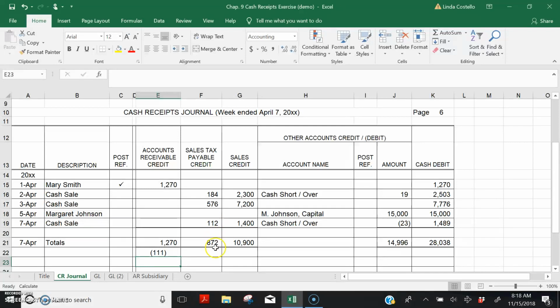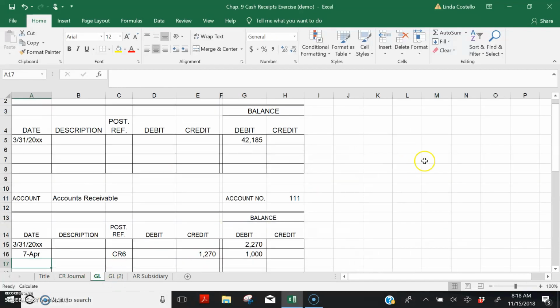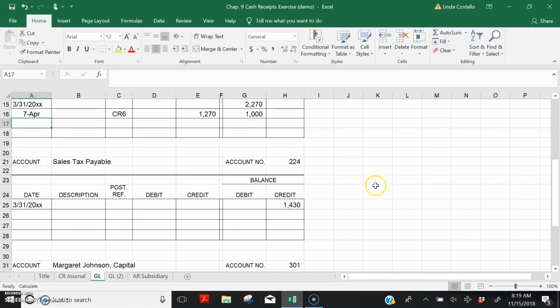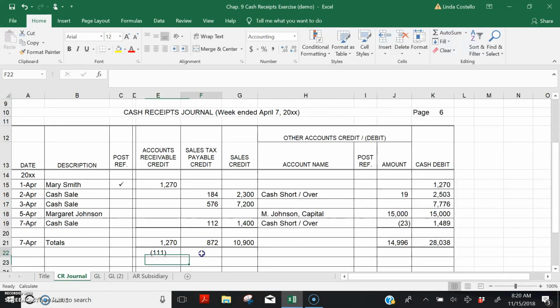Next, we want to post this $872 credit to sales tax payable. Turn to general ledger account number 224, sales tax payable. Date, April 7th. Leave the description blank. Posting reference CR6. Credit, $872, leaving a credit balance in the account of $2,302. The previous $1,430 credit balance plus the $872 credit we just posted. Return to the cash receipts journal and record account 224 in parentheses underneath the $872 total in the sales tax payable credit column.